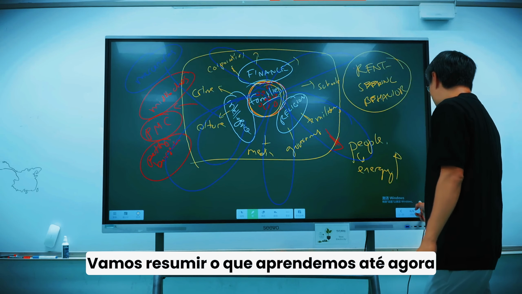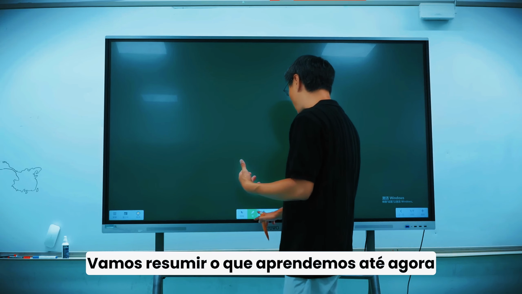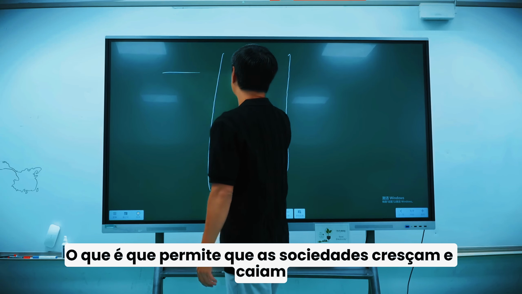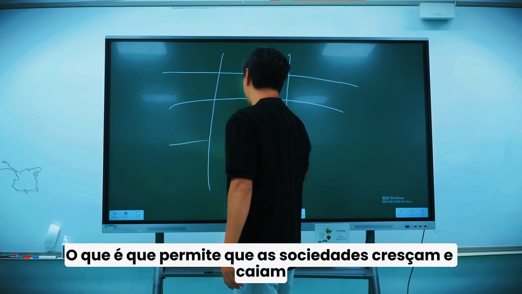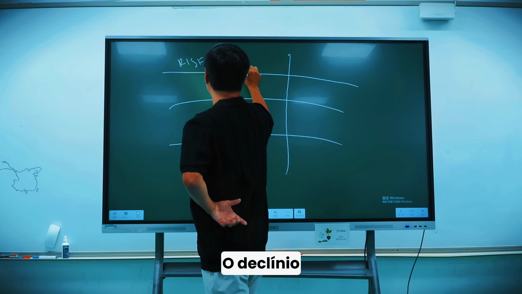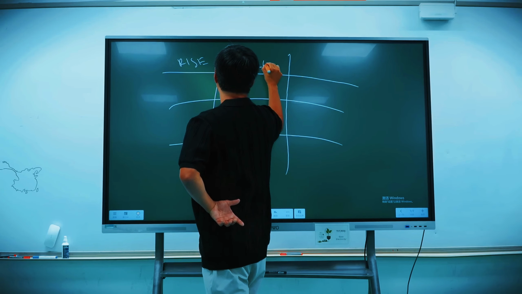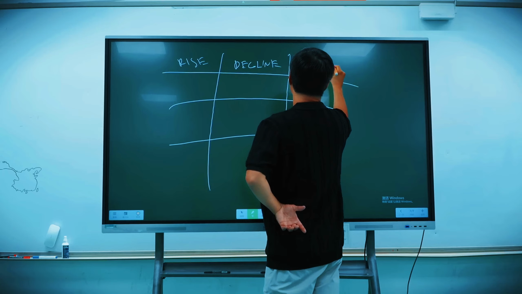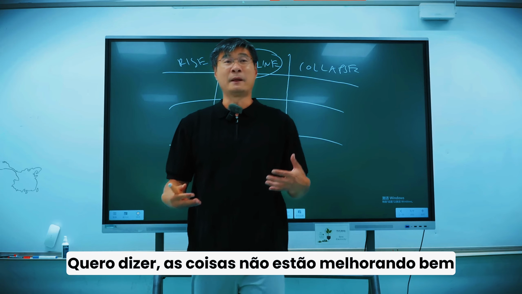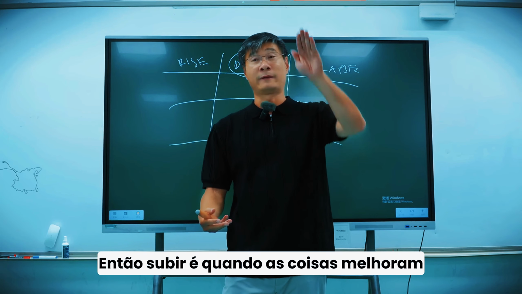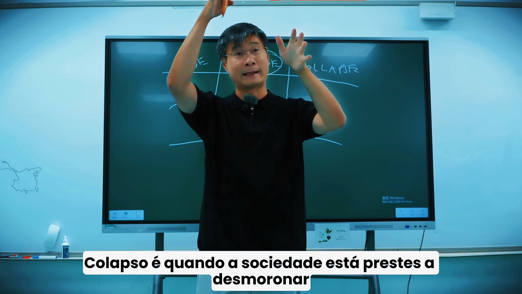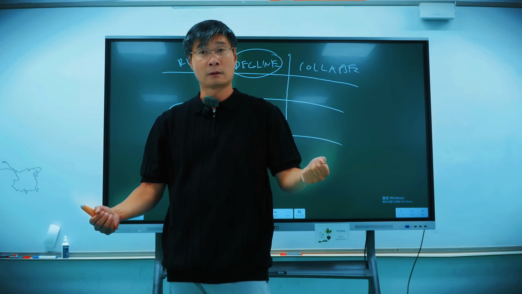Okay, so let us summarize what we've learned so far and discuss what it is that allows societies to rise and fall. So we'll look at three phases: the rise, the decline, and the collapse. Okay, so when I say decline, I don't mean things are getting worse. I mean things aren't improving, okay? So rise is when things get better. Decline is when things are stagnant or getting slightly worse. Collapse is when society is about to fall apart, okay?